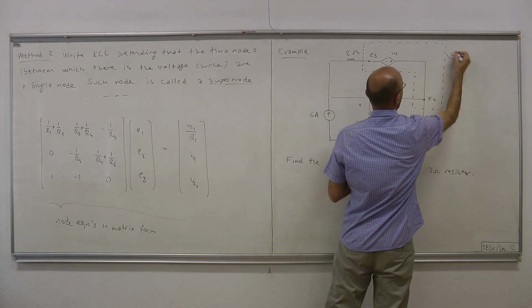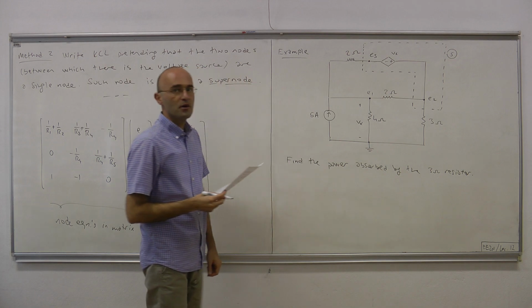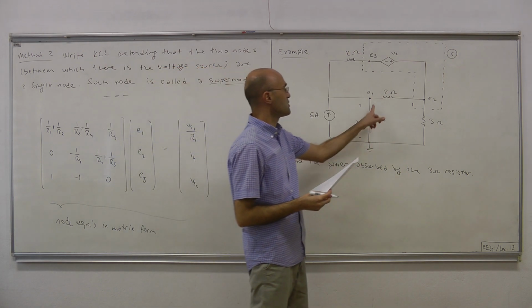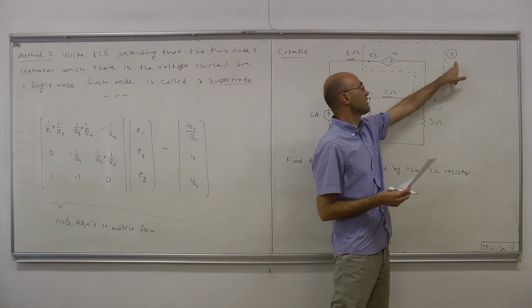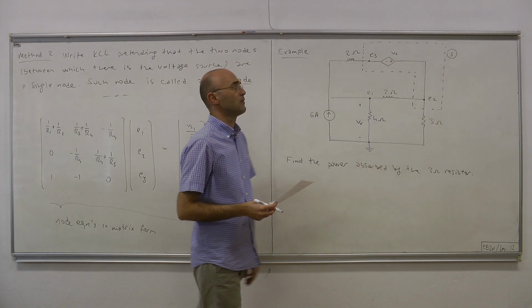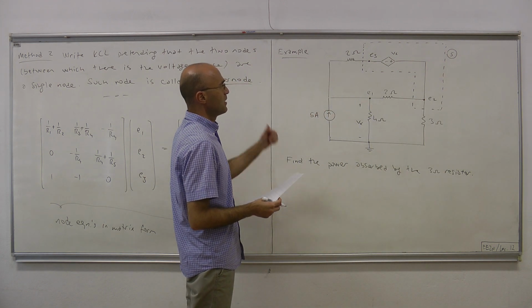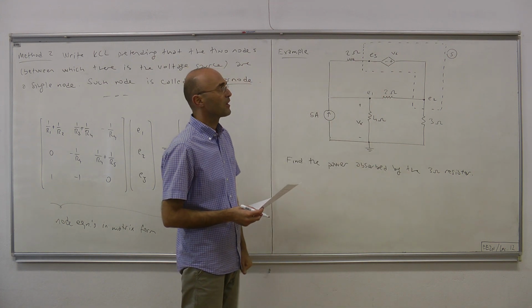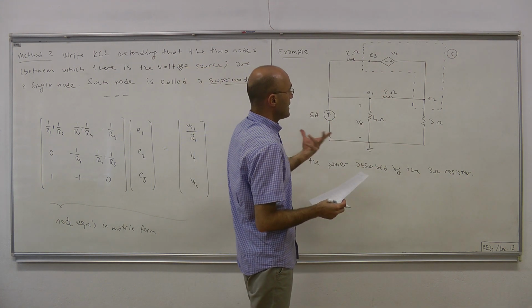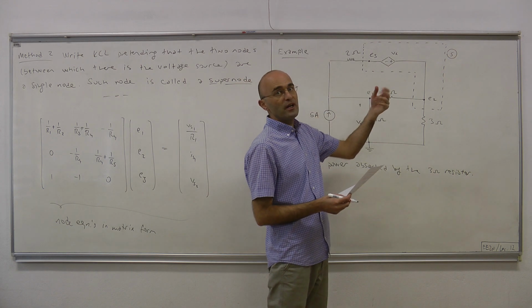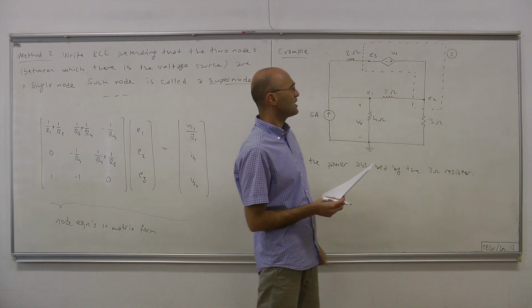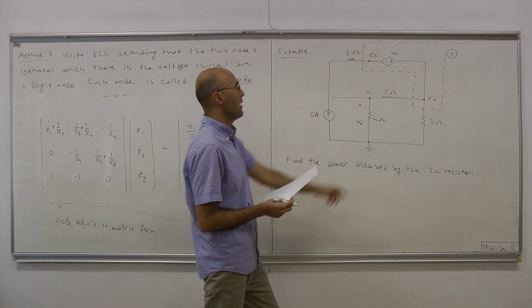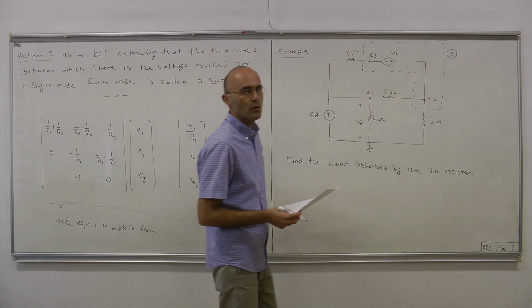Okay. This is our supernode. So what we're going to do is write KCL here, no problem. We're going to write KCL at the supernode, again without any problems. And finally, we require one further equation because we have 3 unknowns. That last equation will come from the constraint imposed on the node voltages by this dependent source. Okay, it's quite straightforward.